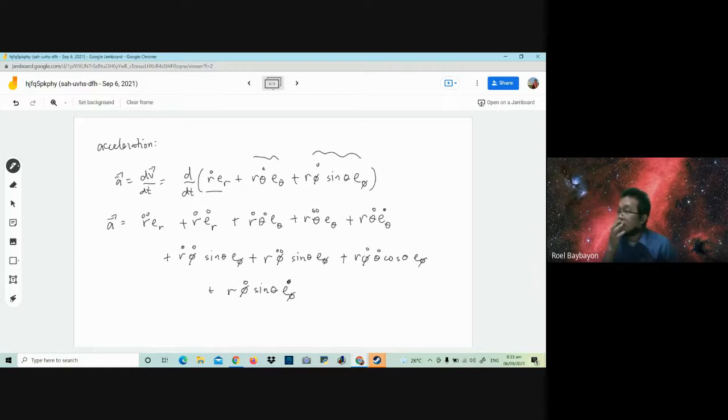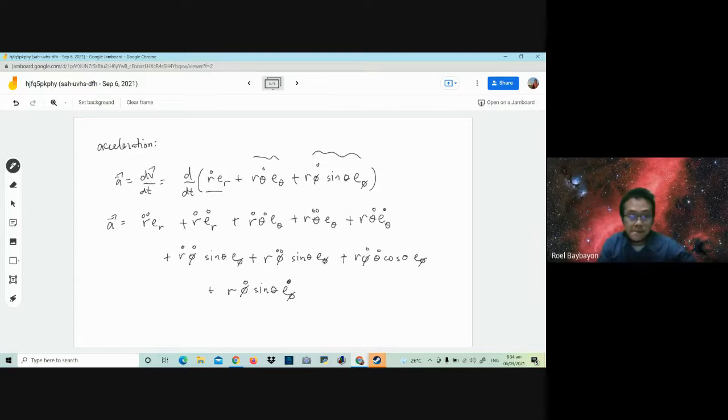Okay? But I can reduce this into just 4 terms. Or 1, 2, 3, 4, 5 terms. Is my derivation right? Let me check: r theta dot e theta, r theta e theta dot, r phi sine e phi plus r phi double dot sine theta e theta plus r phi dot theta dot cosine e phi, and the last one is r phi dot sine theta e phi dot.